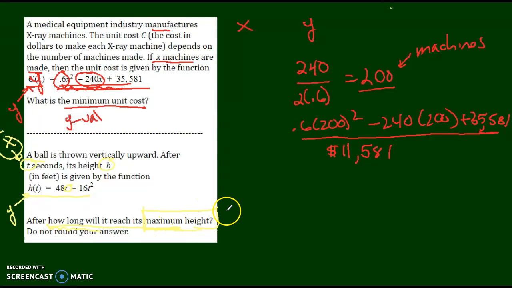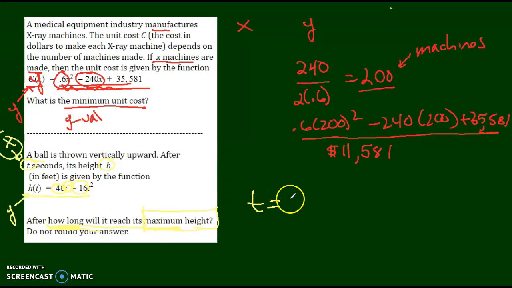So since it's a max-min problem, we're still looking for the vertex. And they want to know when it reaches that maximum height. So they want to know a time t. So I'll just, again, use that formula, opposite of b. But in this problem, they did try and mess us up a little bit by putting the a value second and the b value first. And if you're not sure why that happened, keep in mind a is always what's in front of t squared, and b is always what's in front of just the t value.